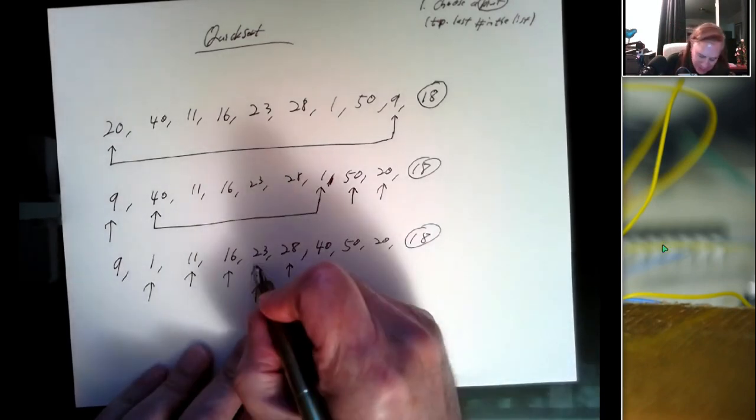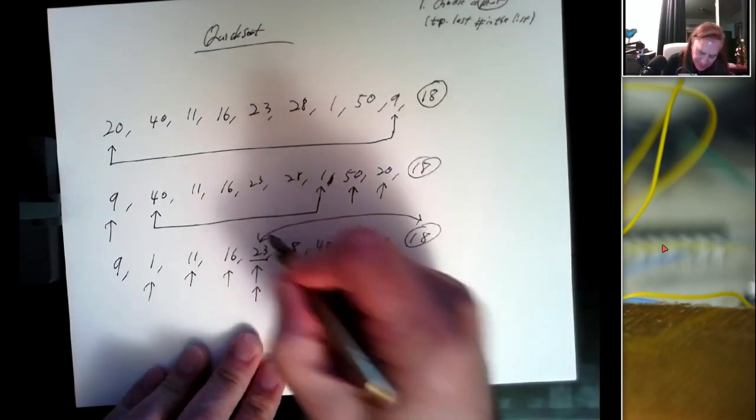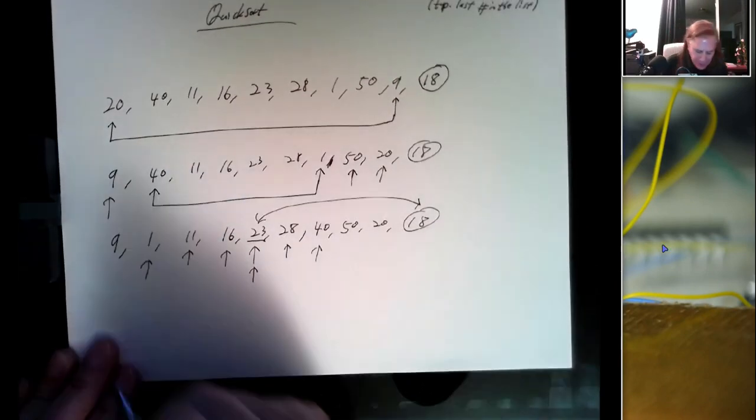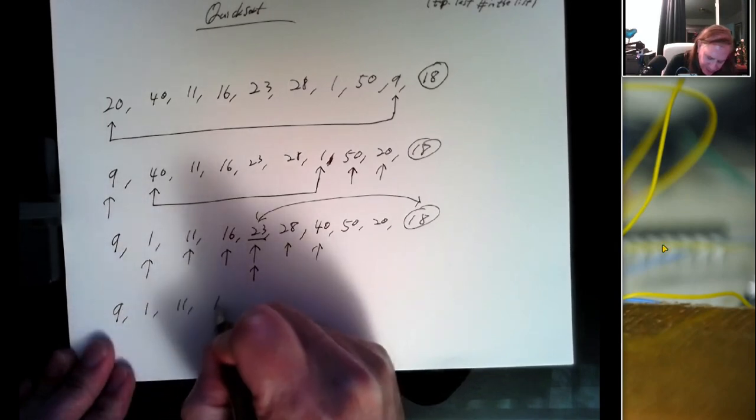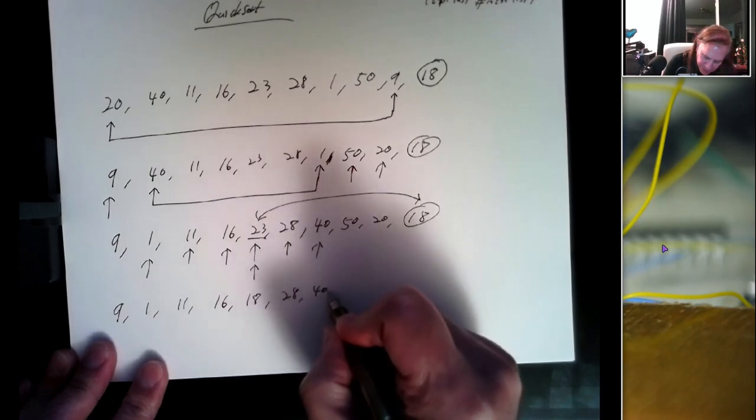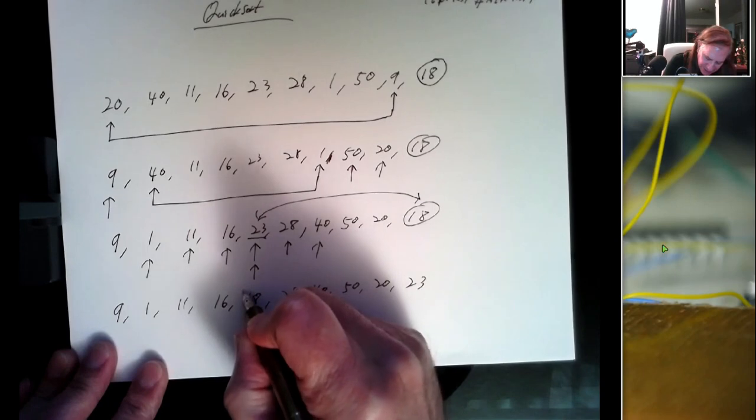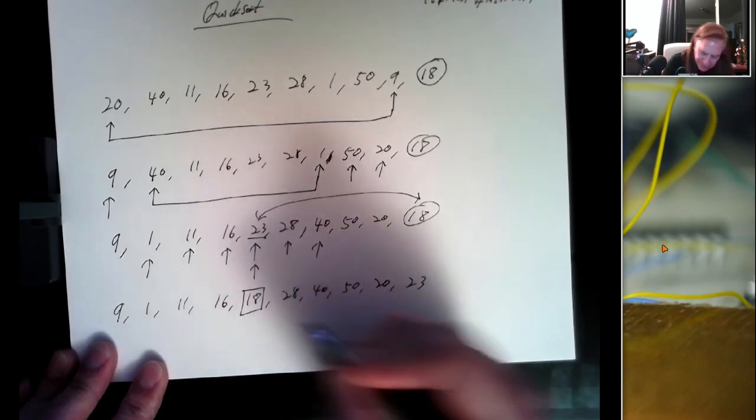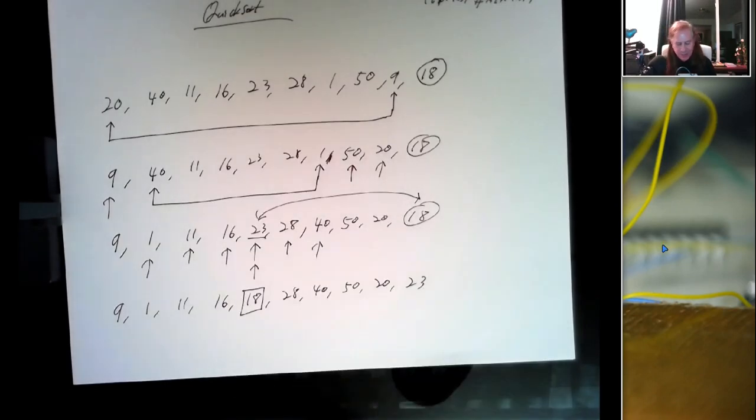And what we do now is where these arrows collided, we swap that with the pivot. And so now our final array looks like 9, 1, 11, 16, 18, 28, 40, 50, 20, and 23. Now I'm going to draw a box around this former pivot that we just moved in place of where our arrows met. And now let's just look at what we've done.